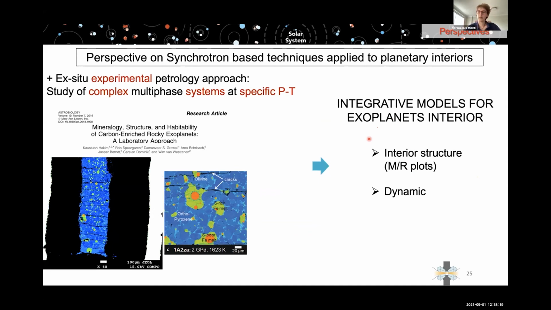So for where we are now, I think that the only way to get an integrative model for exoplanets, and also for the Earth, is to really connect what we can do with mineral physics and what we can do with large volume presses, both ex situ and in situ.